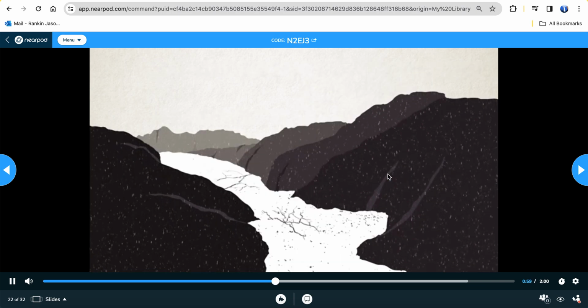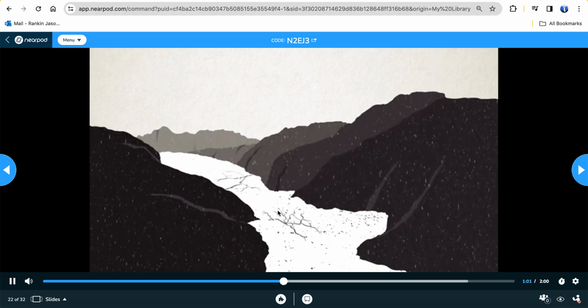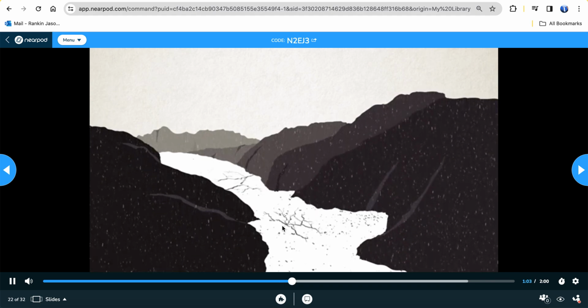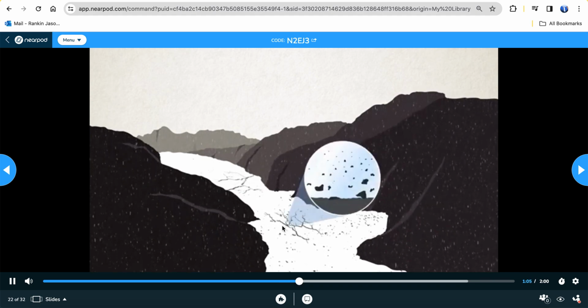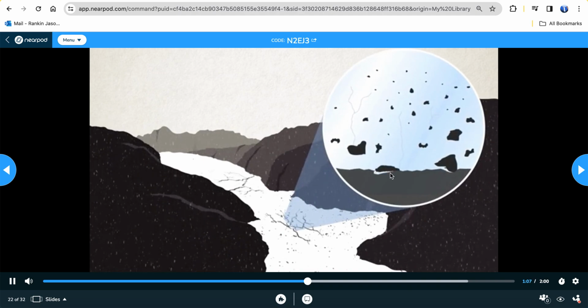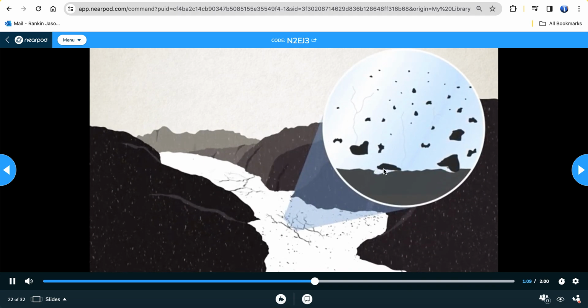In the mountains, frozen water falls as snow and forms glaciers that are like huge rivers of ice. The ice grinds against mountain rock, slowly carving valleys. Weathering right here, breaking off.